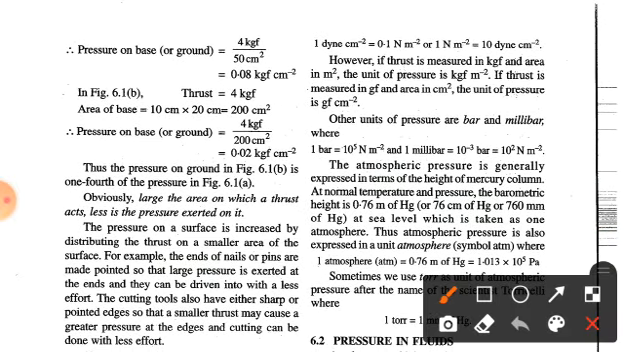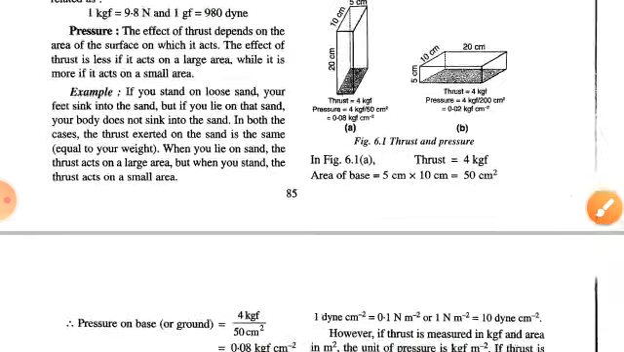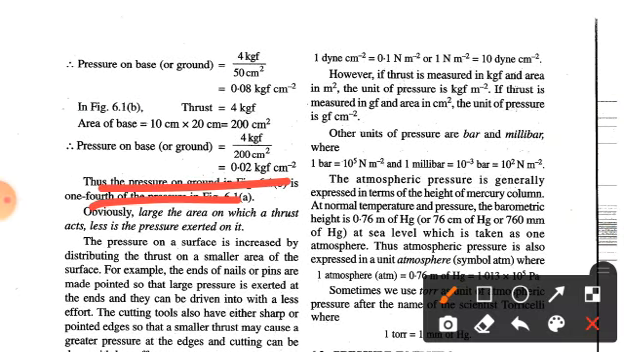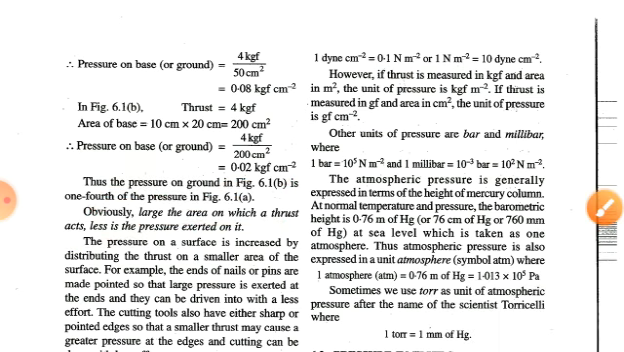So you can see that in the first case the pressure comes out to be 0.08 kgf per centimeter square, and in the second case it is 0.02 kgf per centimeter square. So the pressure on the ground in figure 6b, which is in the horizontal position, is 1/4 of the pressure in the vertical position. So obviously, the larger the area on which a thrust acts, the less is the pressure exerted.